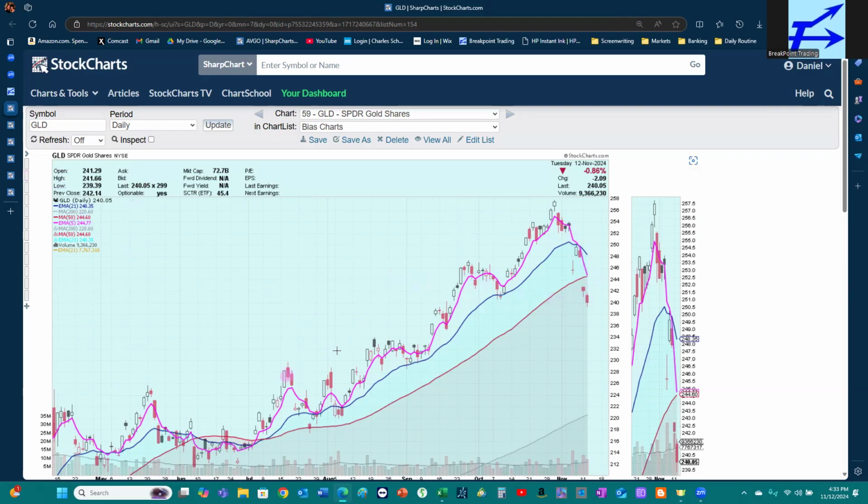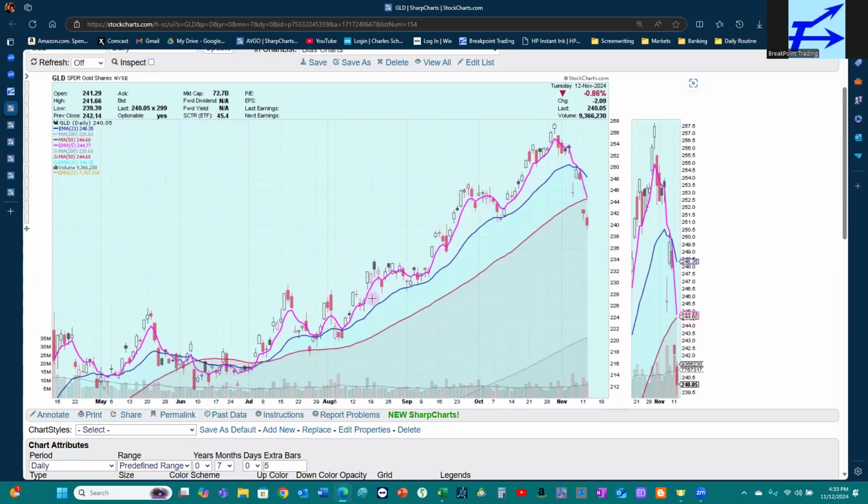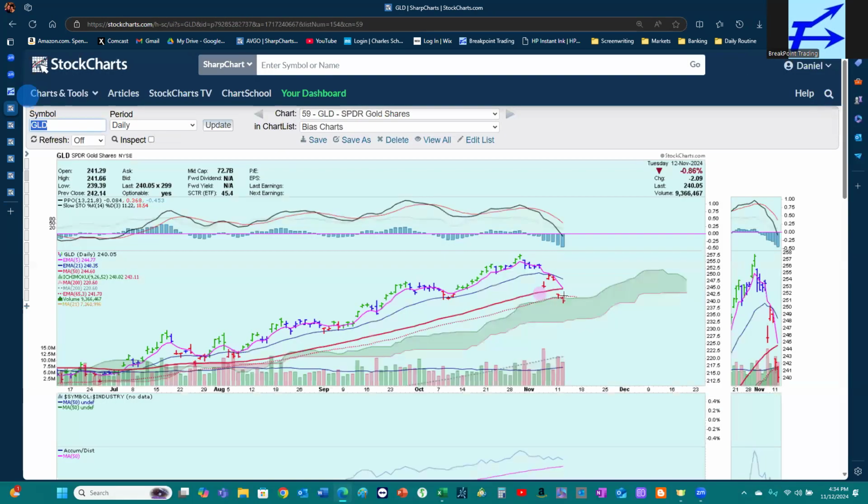I mean, gold had a huge run, so it's time for it to pull back. This might be a healthy pullback, although it's below its 50-day moving average, which you never like to see. I also like to see what it's looking like with the cloud, and it's below the 50-day and it's in the cloud. So it's not below the cloud, but it's in it.